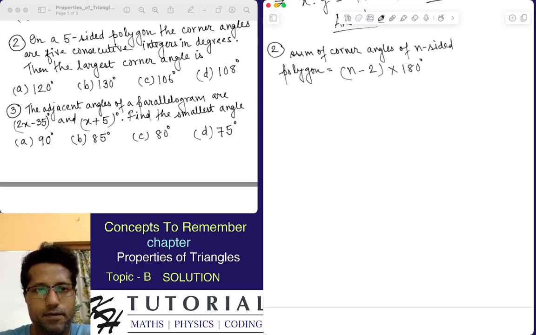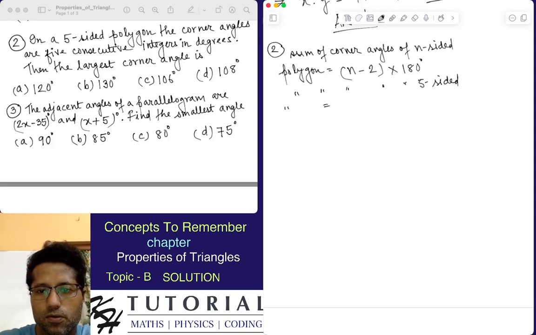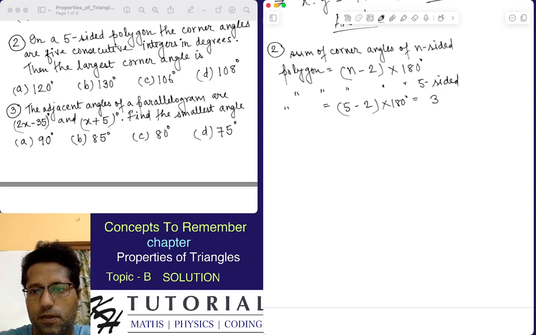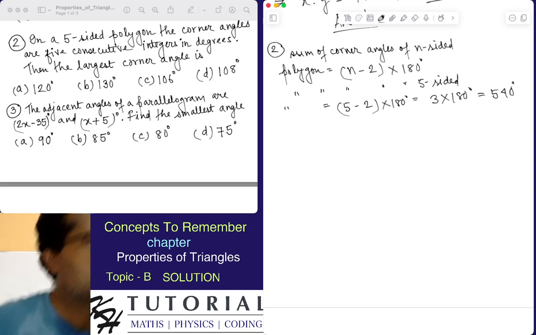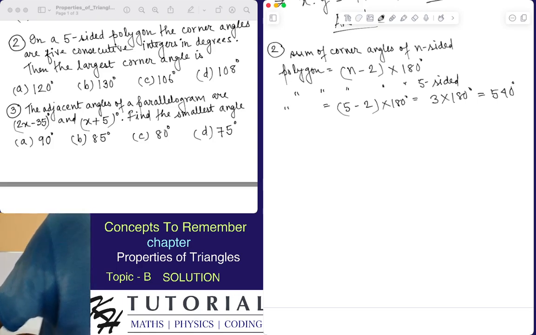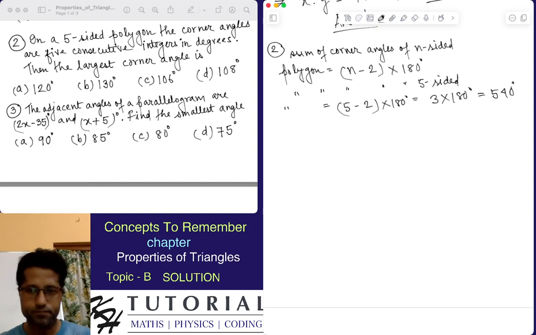Now it is said that in a five-sided polygon, so the sum of corner angles of a five-sided polygon will be equal to 5 minus 2 multiplied by 180 degree. This is 3 into 180 degree. This is 540 degree. Okay.